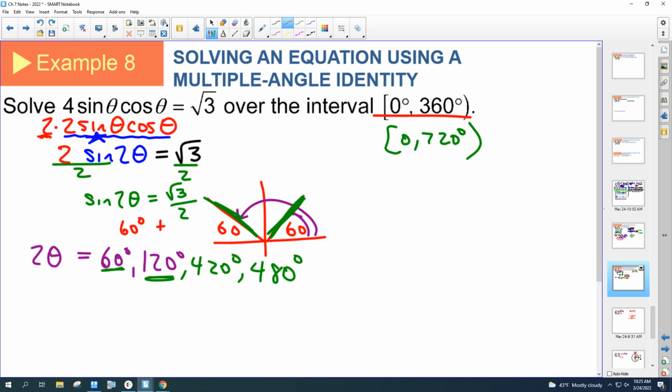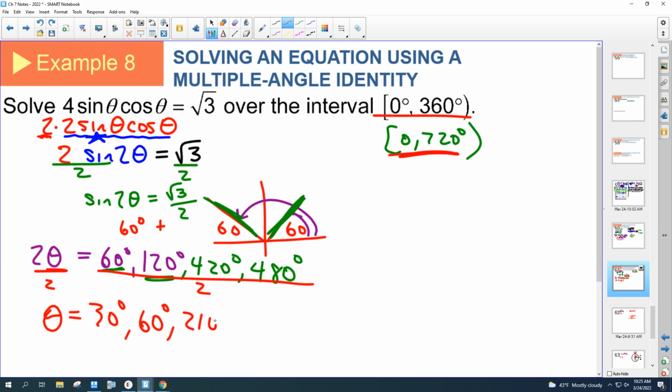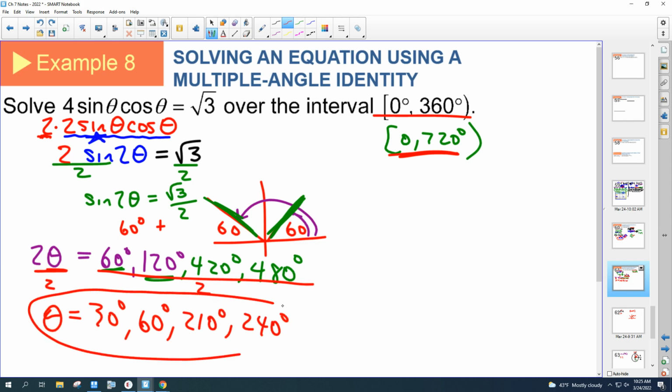Notice those 4 angles are in between 0 and 720. But I'm going to divide everything by 2 to isolate my variable. I've got 30 degrees, 60 degrees, 210 degrees, 240 degrees. That's your answer, but you should also notice that that gets us back to numbers in between 0 and 360.